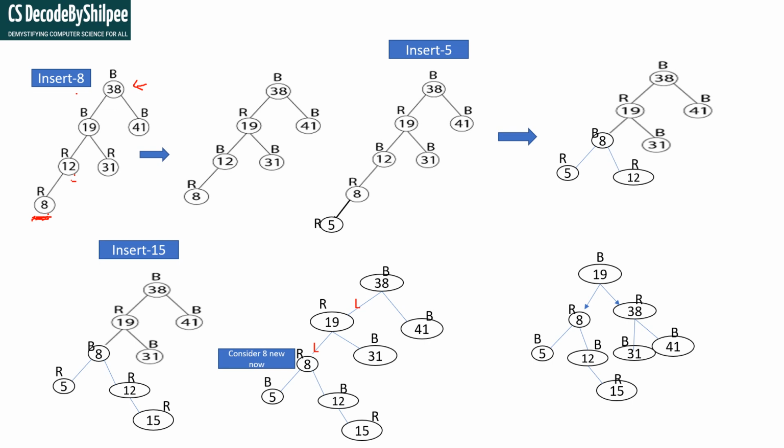Then what will you do? If this situation occurs, then you have to check the uncle color. So who is the uncle of the 8? 8's parent is 12, and 12's brother is 31. So 31 becomes the uncle of the 8. Here the uncle color is red. If the uncle color is black or null, you perform rotation. If the uncle color is red, then you perform recoloring.